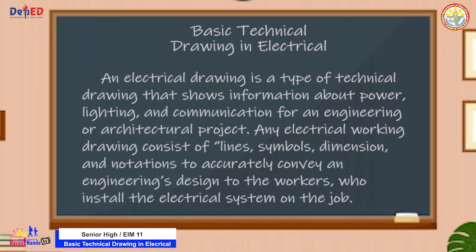An electrical drawing is a type of technical drawing that shows information about the power, lighting, and communications for an engineering or architectural project. Any electrical working drawings consist of lines, symbols, dimensions, and notations to accurately convey an engineer's design to the workers who install the electrical system on the job.